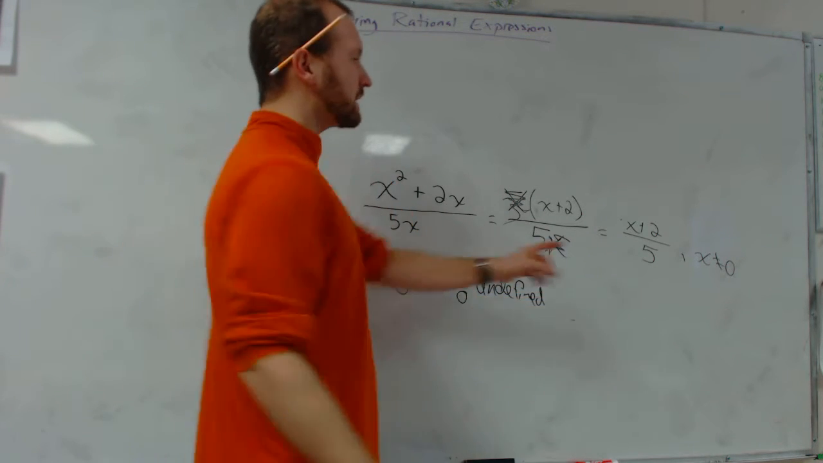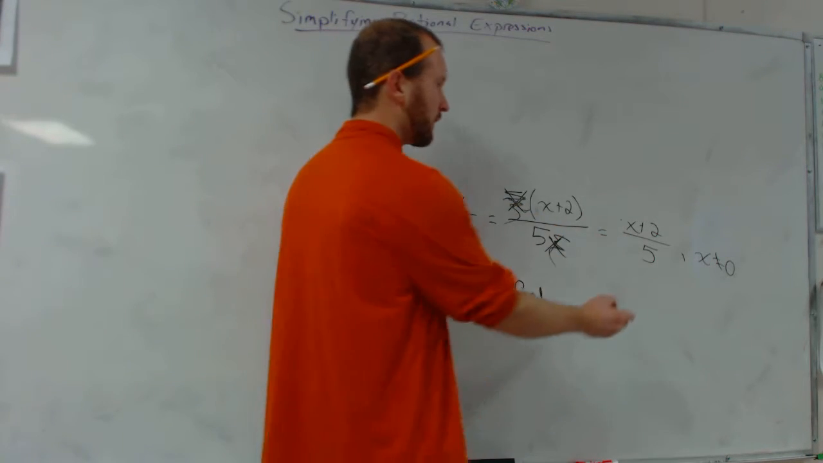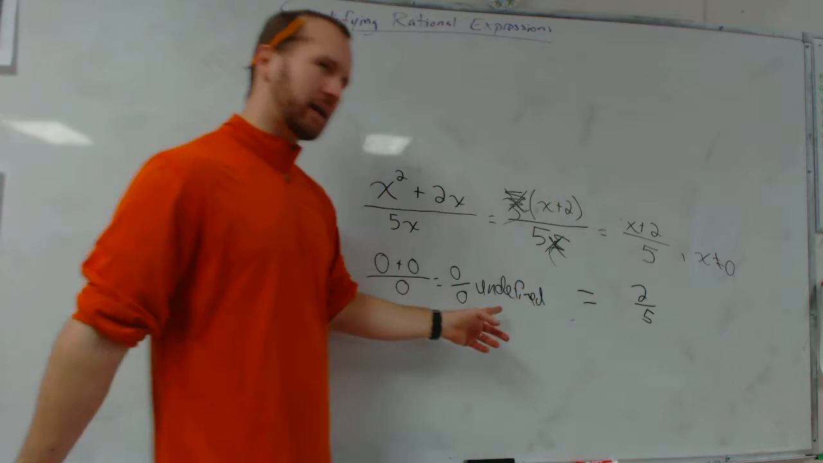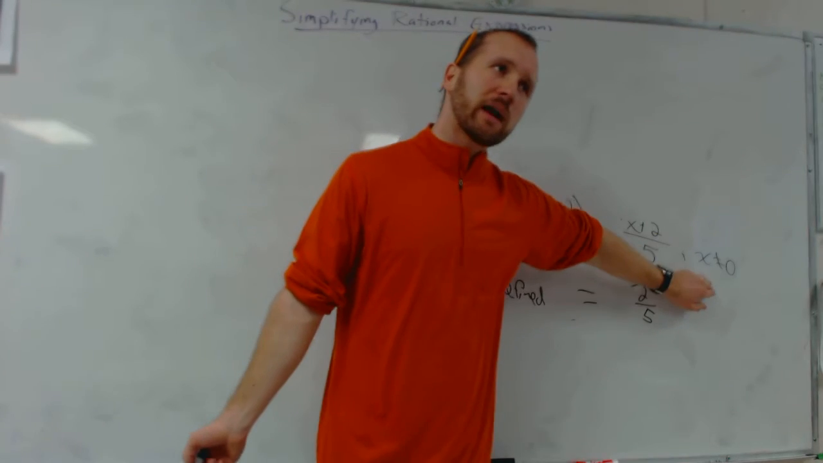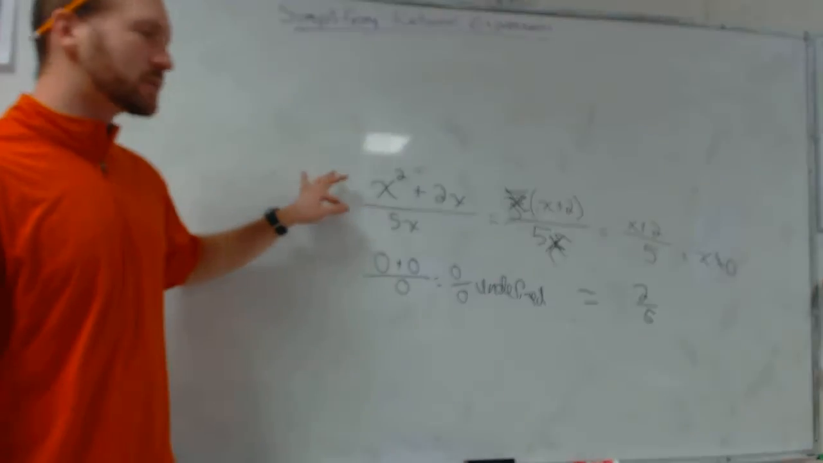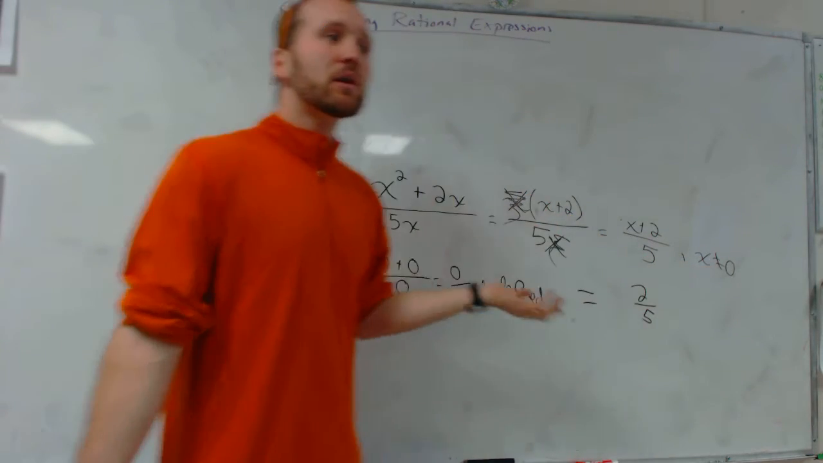Now plug 0 into this. That's 2 over 5. So we just said that 2 over 5 is undefined? That's not right. So that's what the excluded value means. It's saying this fraction here is equal to this one here, as long as you don't choose 0 for x. But you could pick any other number.